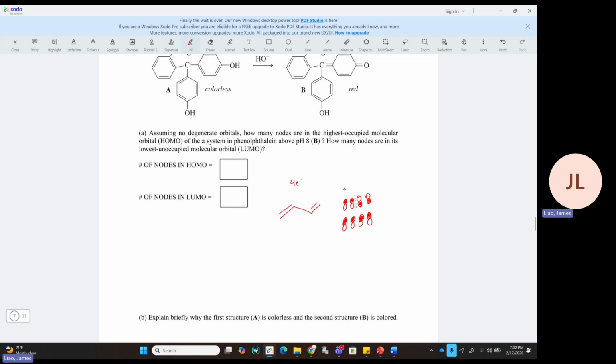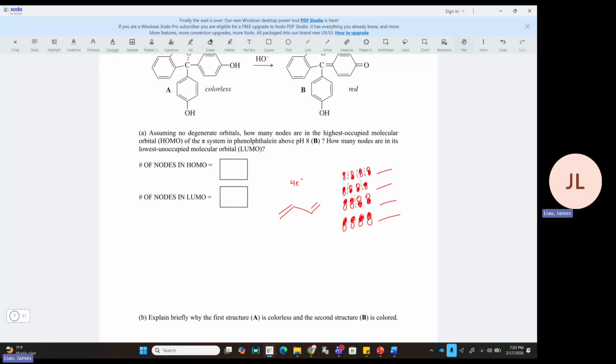To make 2 nodes, you have to alternate two in between. So you can see there's a node right here, and then a node right here. And then lastly, let's just alternate all the configurations. That's going to form the most anti-bonding, or the highest energy possible. And each of them can occupy at least 2 electrons.